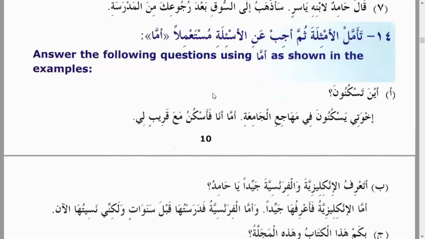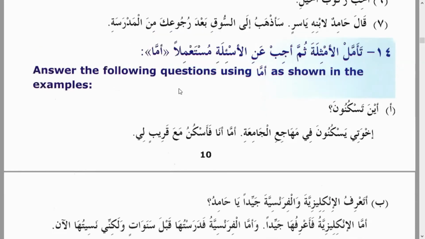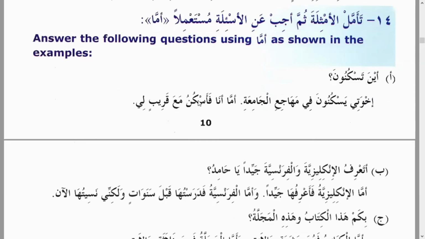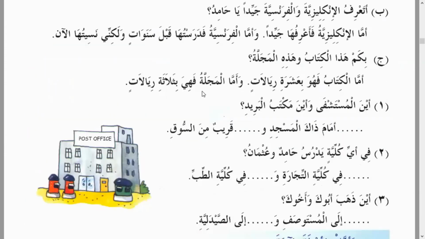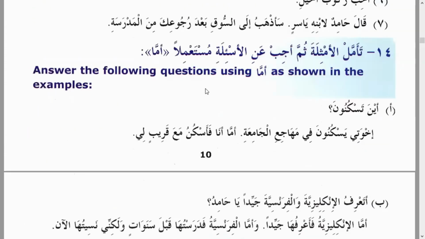Alhamdulillah. Next, Amma. Amma, this is called Harfu Tafsiran. Anyways, the name is not important. Amma means "as for," right? When you're explaining something, as for this, as for that, then amma comes, right? Two exercises, alhamdulillah, we are done.